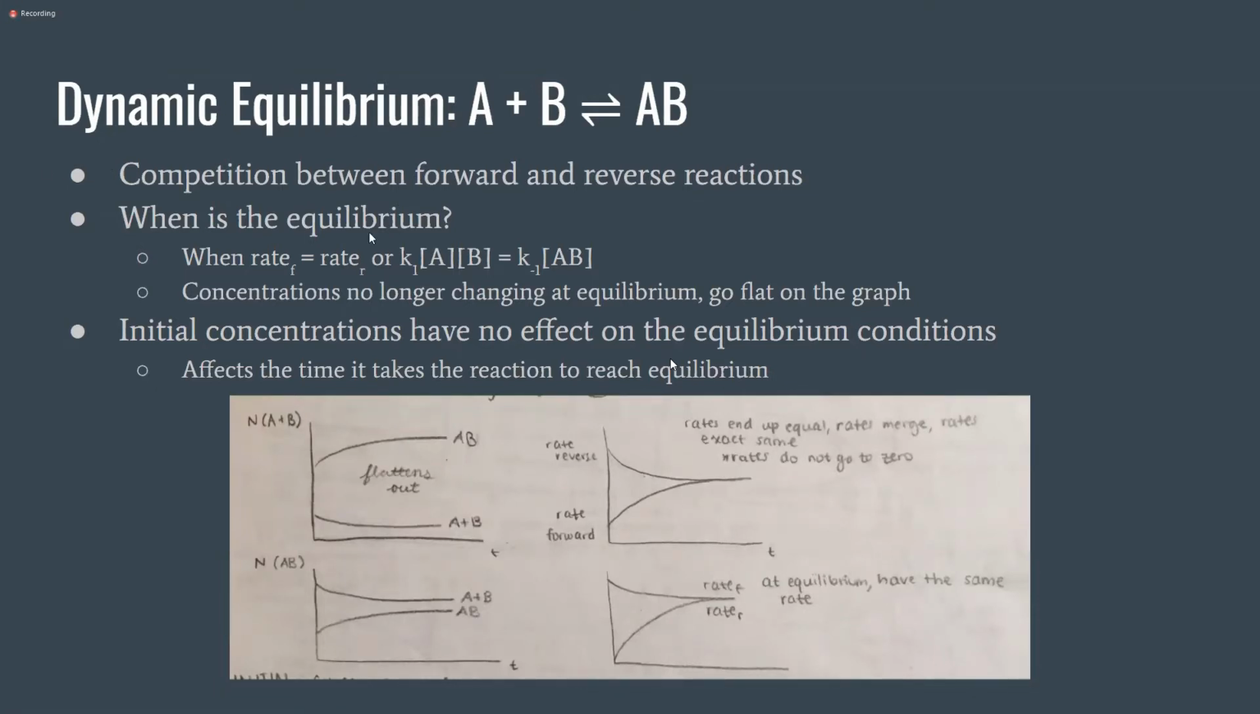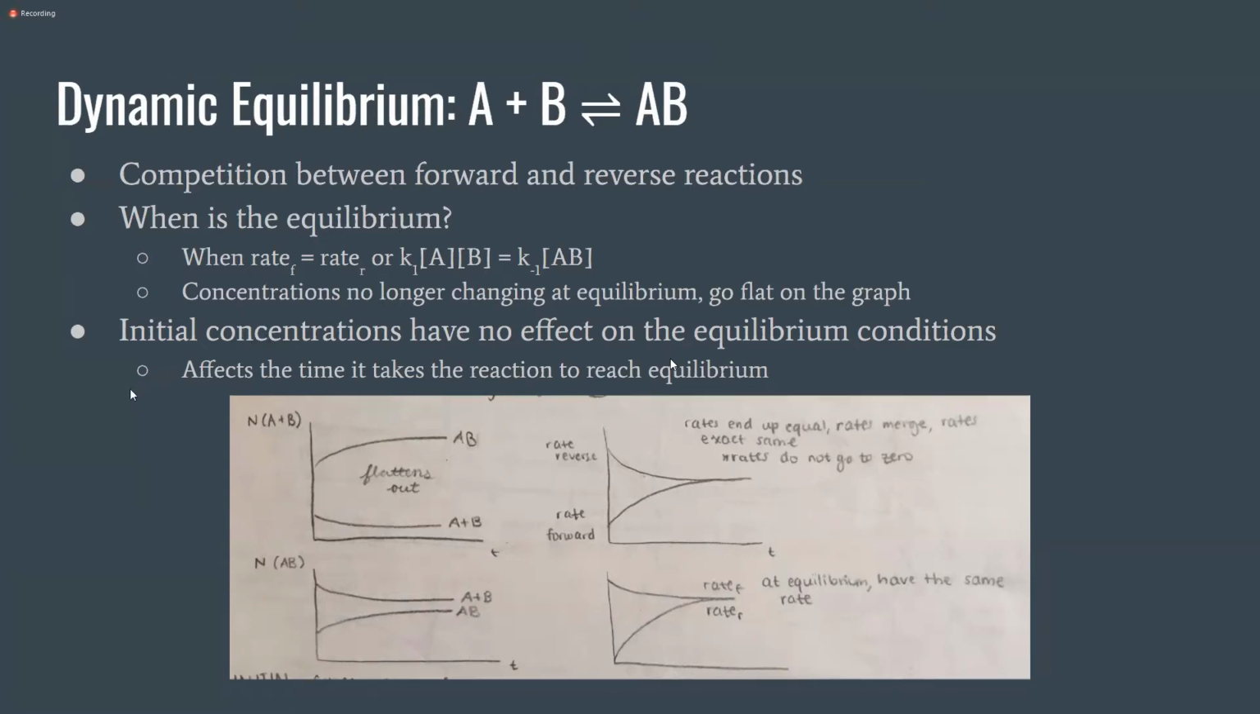So when is the equilibrium? Your forward rate is equal to the reverse rate, or you can write it in another way where you say the forward rate constant times the concentrations of the products is equal to the reverse rate constant times the concentrations of the reactants. And this is giving you the competition between forward and reverse reactions.